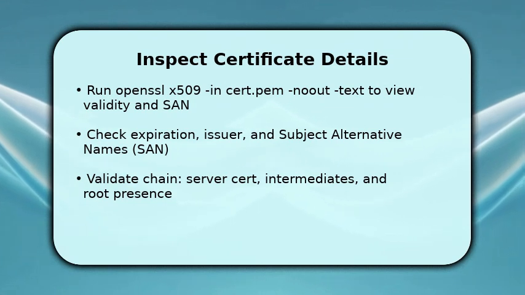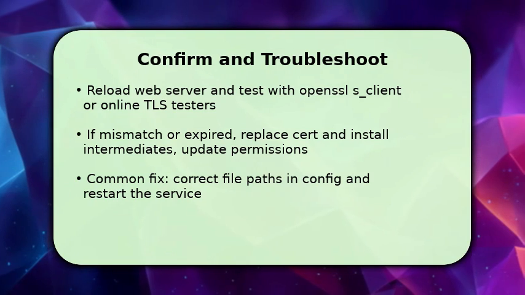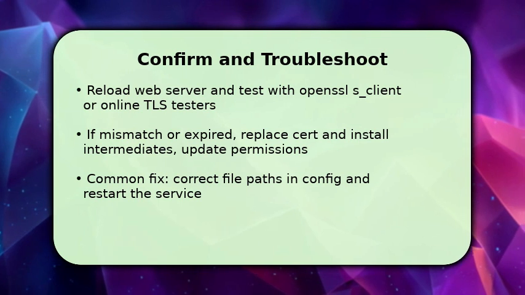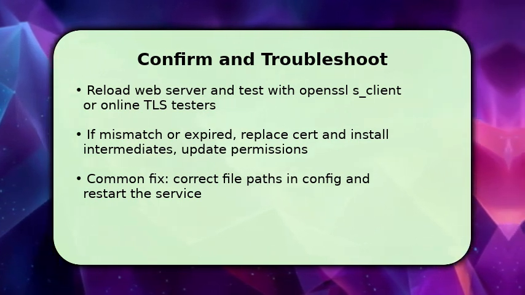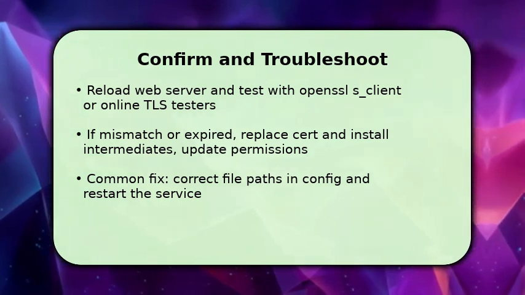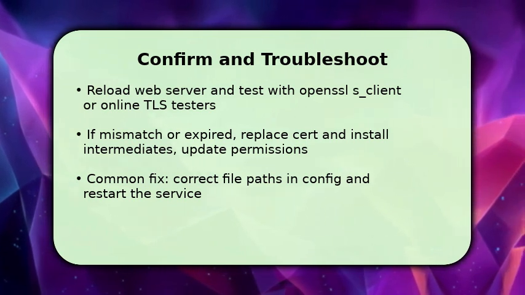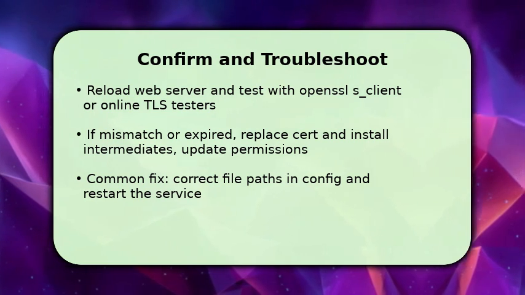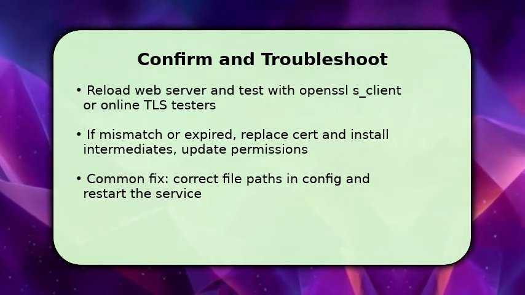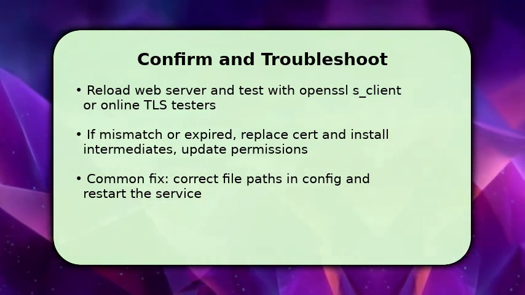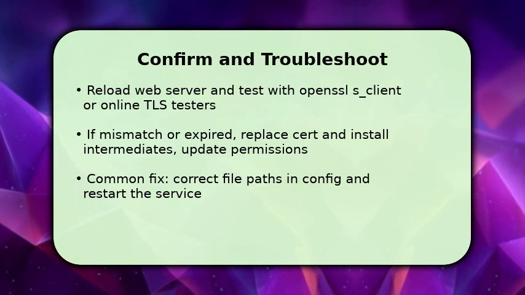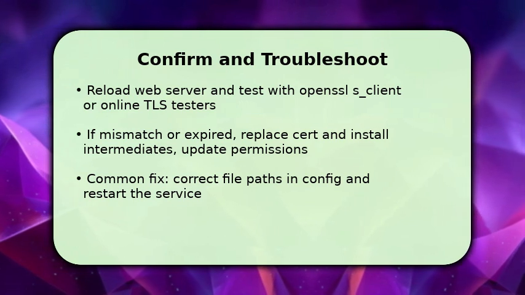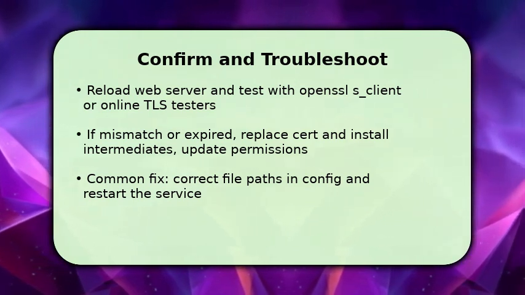You finish by validating the live TLS setup and resolving common failures. Restart or reload your web server, then test with openssl s_client -connect host:443 -servername host to inspect the presented cert. If you find expiration or a key mismatch, replace the certificate and intermediates, ensure file ownership and 600 permissions for keys, update config paths, and reload. If clients still complain, check server name indication and firewall. These often explain why a valid cert fails.